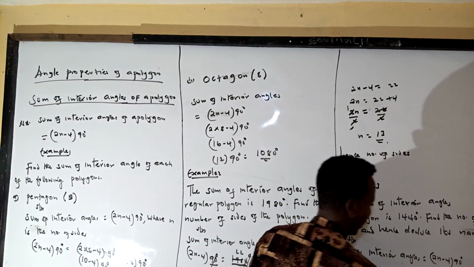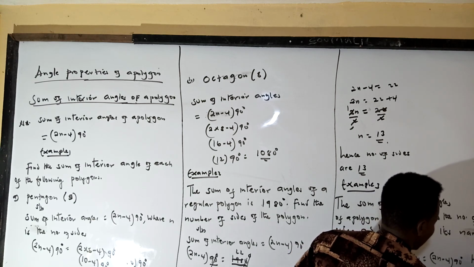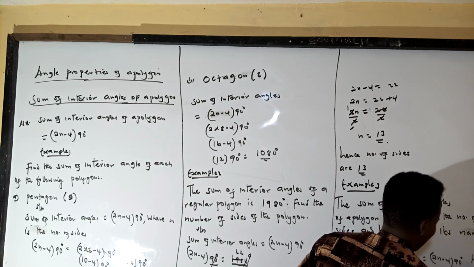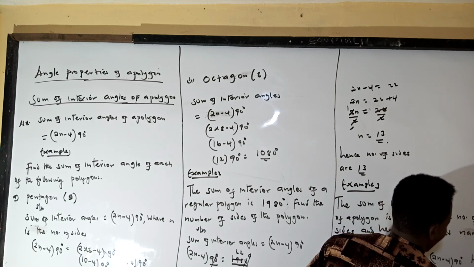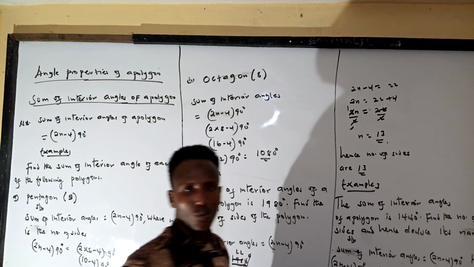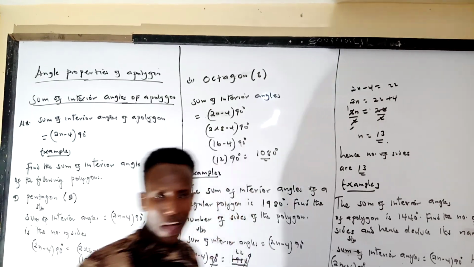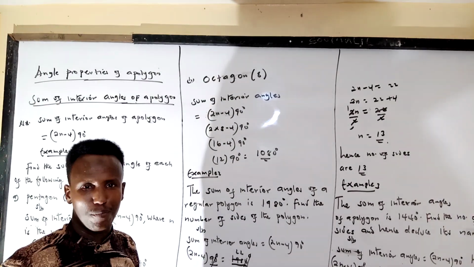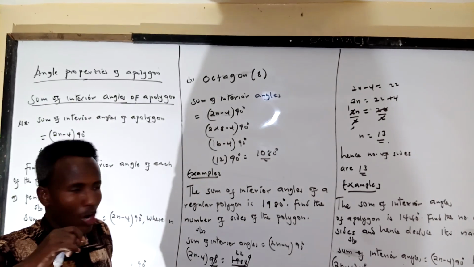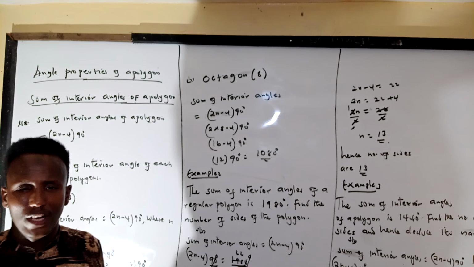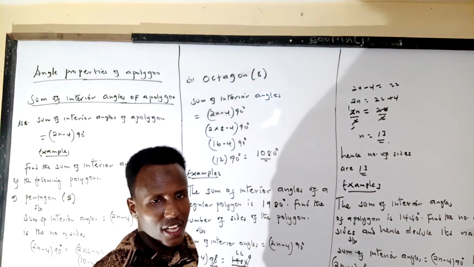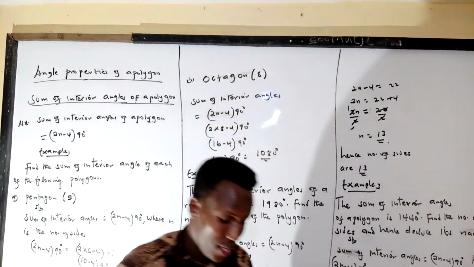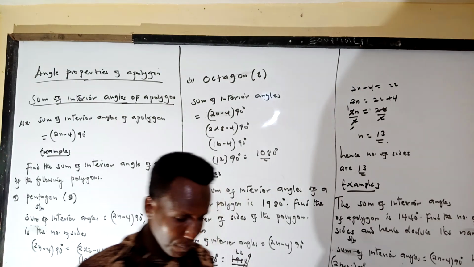Hence the name is decagon. Because we know that a pentagon is a 5-sided figure, hexagon is 6-sided, heptagon is 7-sided, octagon is 8-sided, nonagon is 9-sided, and decagon is 10-sided.